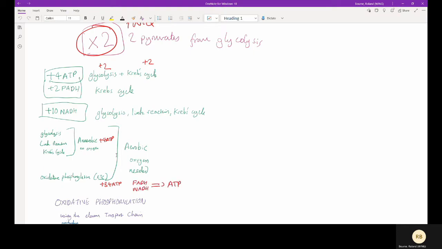So far, all of the processes are anaerobic, and thus when you are respiring anaerobically, you are only getting a net gain of 4 ATP. This isn't very much, and this is only done if our bodies are desperate for energy.